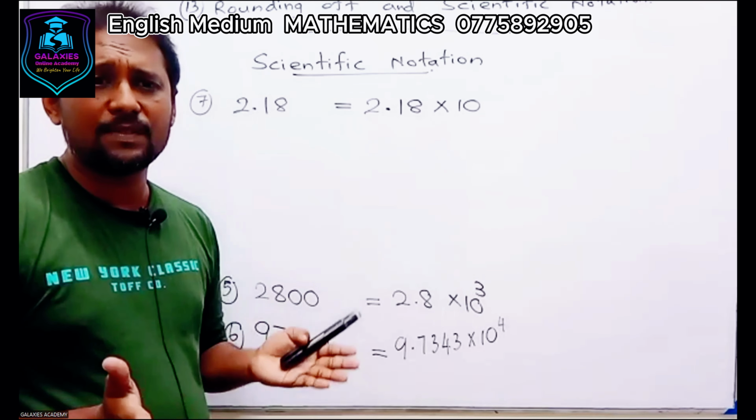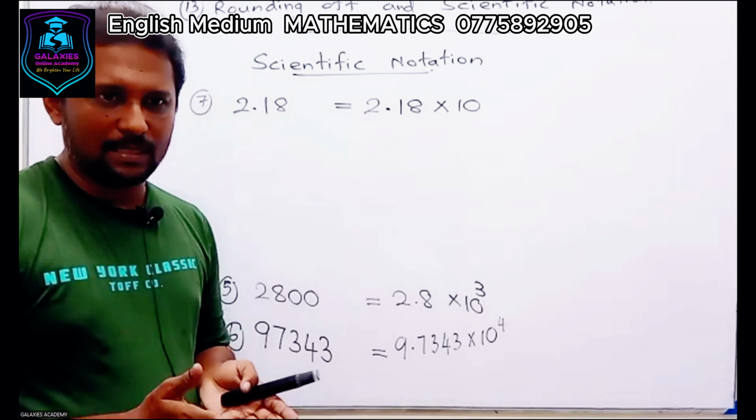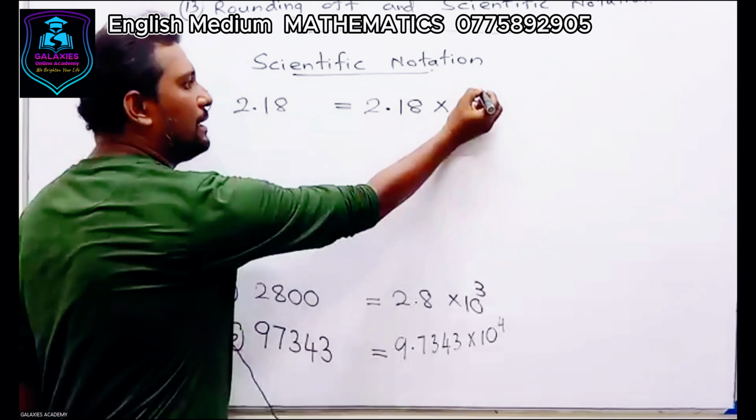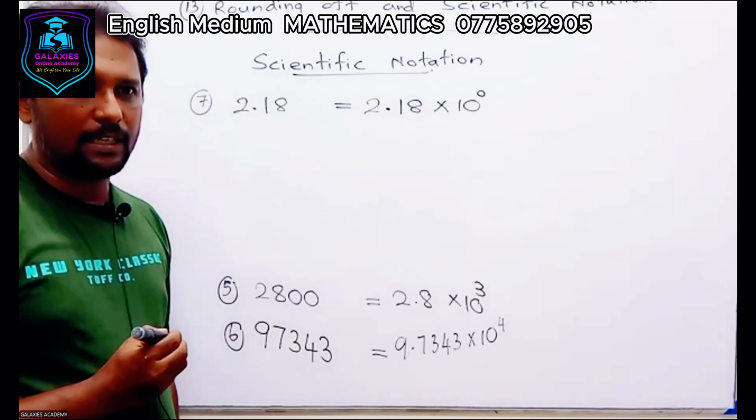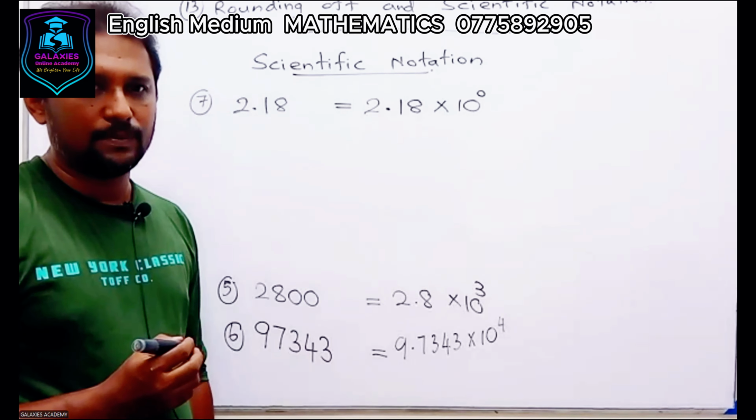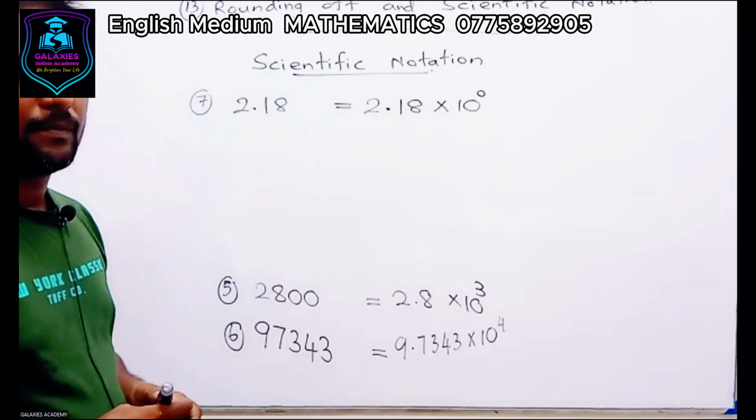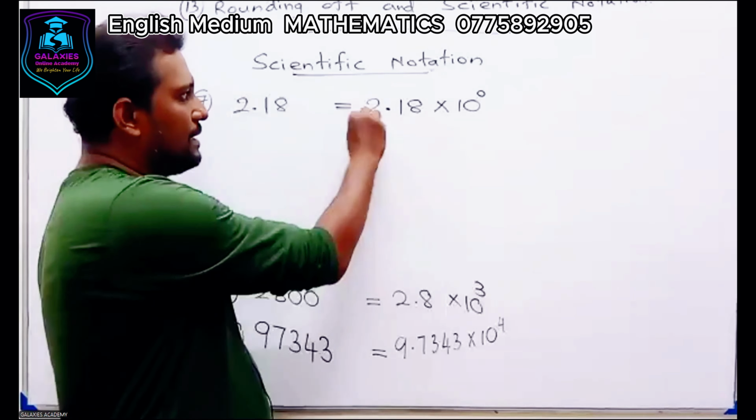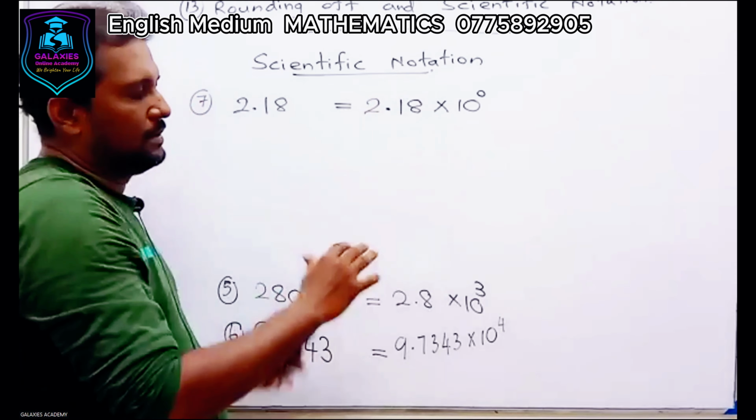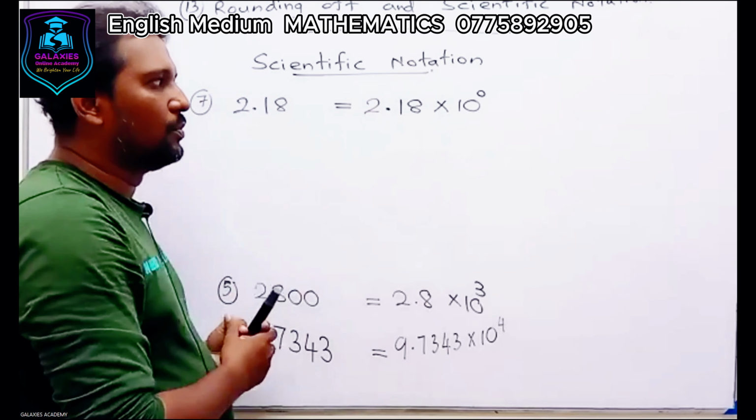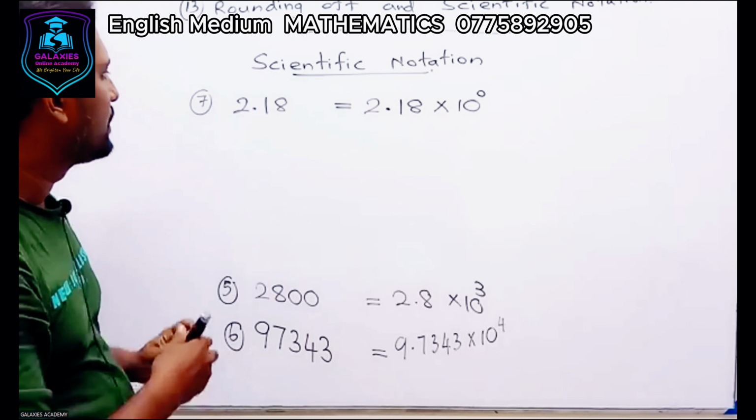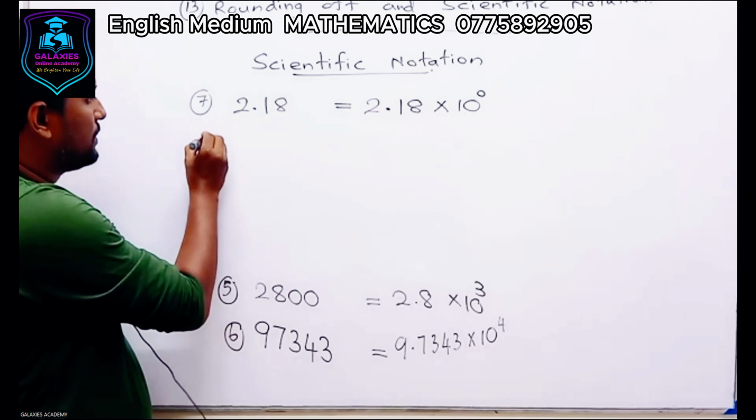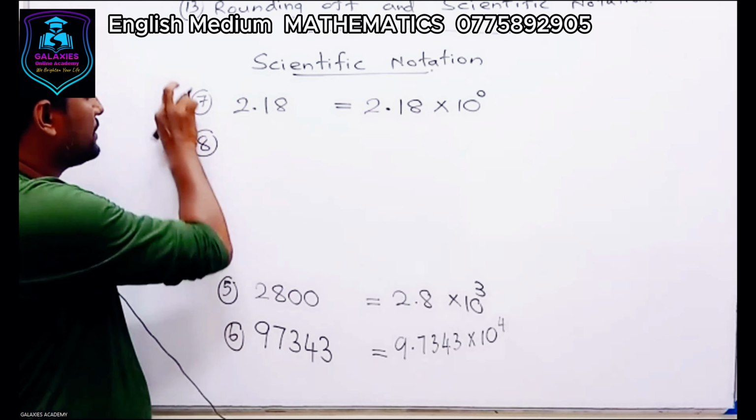How many places do we have to move? 0 places. So you have to write here 10 to the power 0. If you don't change the decimal point, there are no places we have to move. So you have to write 10 to the power 0. Right. Number 8.